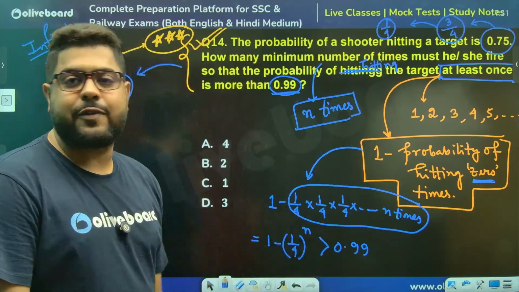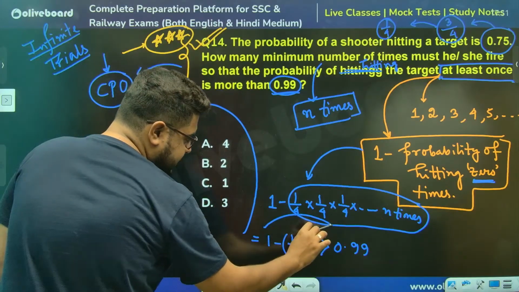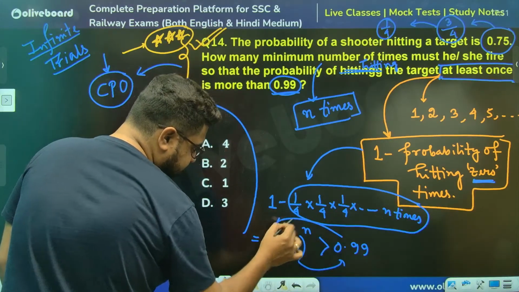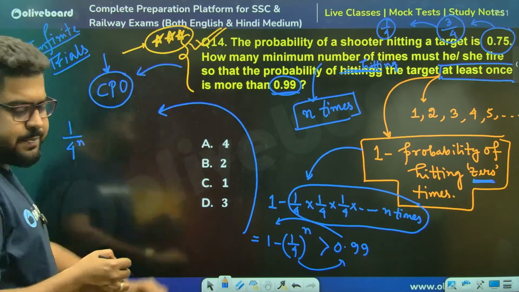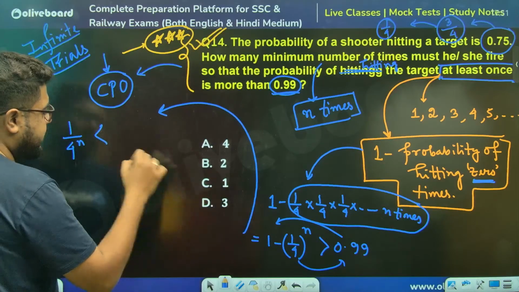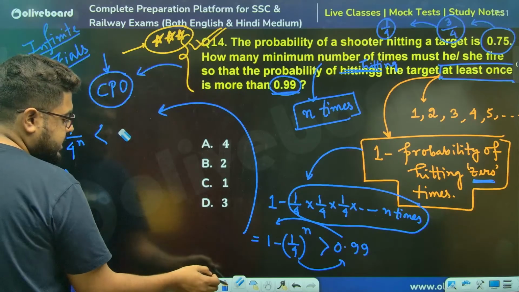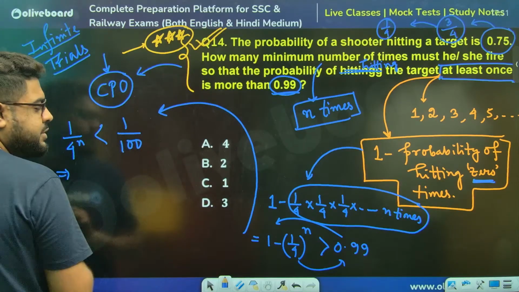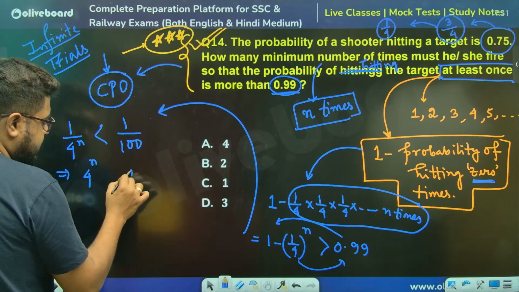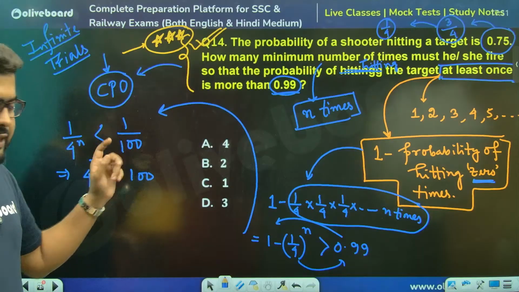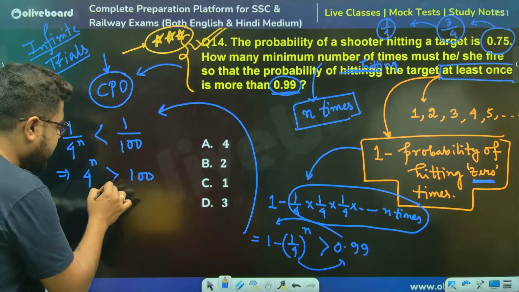Now I need to solve and figure out n. Chalo, let's figure it out. So let's take this to this side, this to this side. So it is 1 by 4 to the power n, because 1 to the power n is 1 only. It is less than 1 minus 0.99, so this is 0.01, or rather I should write 0.01 means 1 by 100, sir. So 4 to the power n, it is, sir, 1, so this is 100, and if you take reciprocal, definitely the inequality sign changes, so less than will become greater.